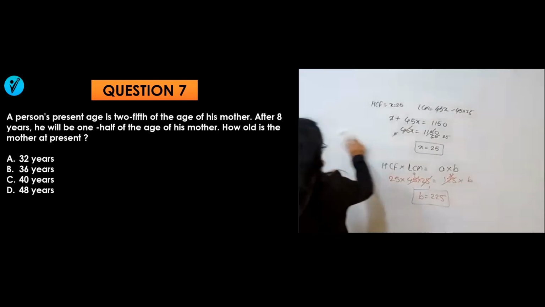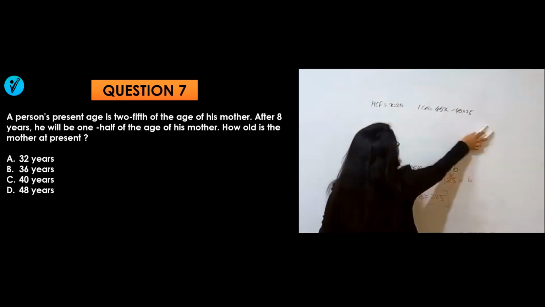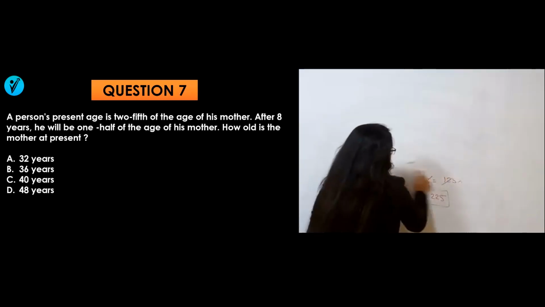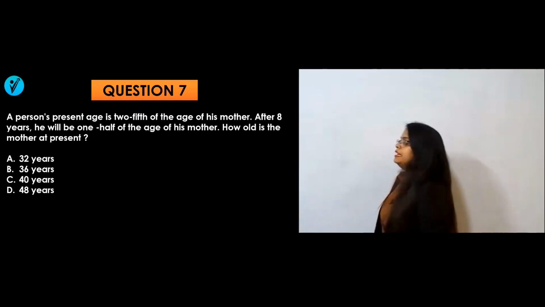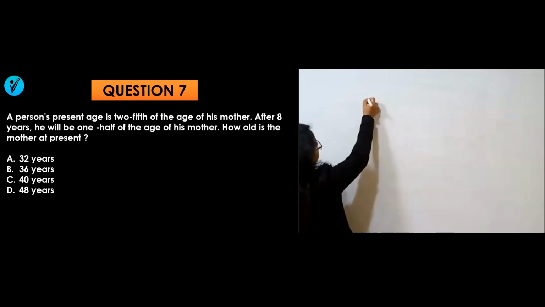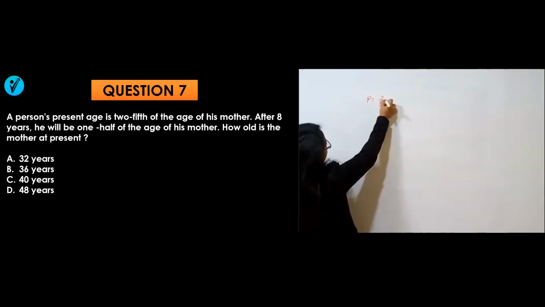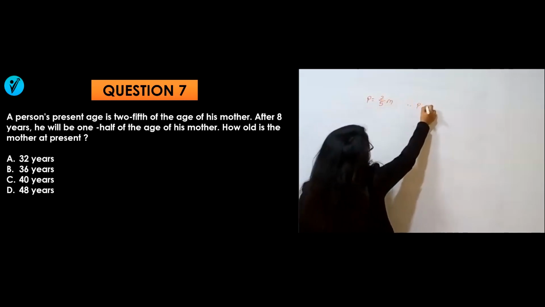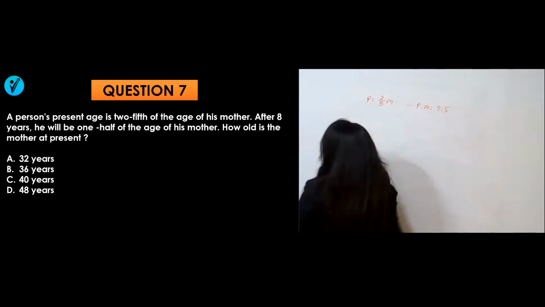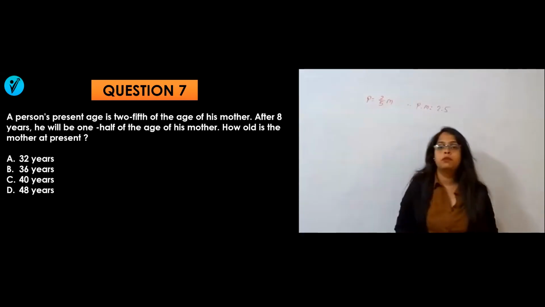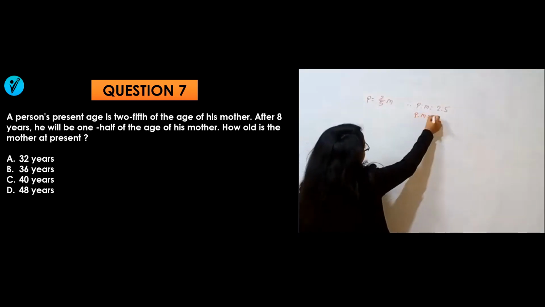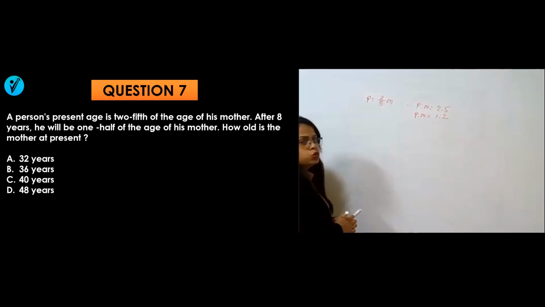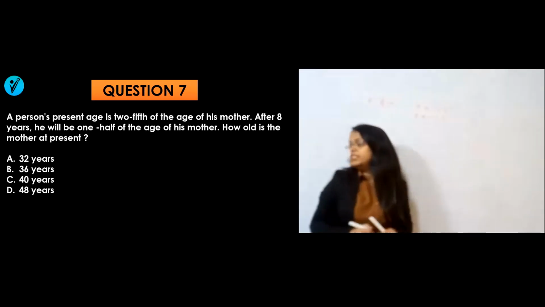Question number 7 is here. A person's present age is 2/5 of the age of his mother. Suppose the person is equal to 2/5 of the mother, so you can say that the person to mother ratio is 2:5. After 8 years, he will be 1/2 of the age of his mother, meaning after 8 years this ratio will be 1/2. Then what is the present age of his mother?